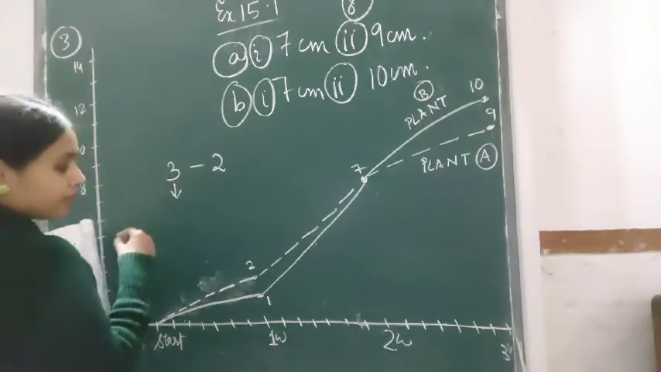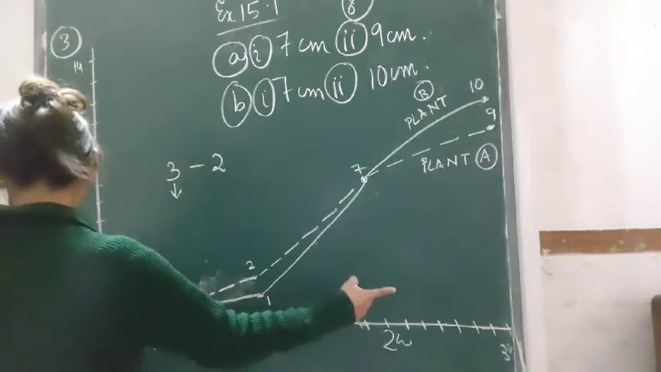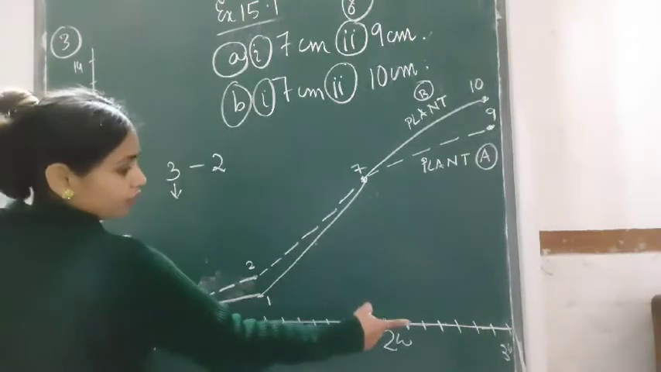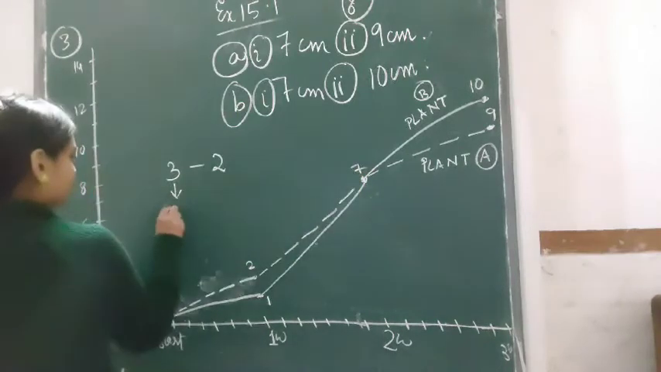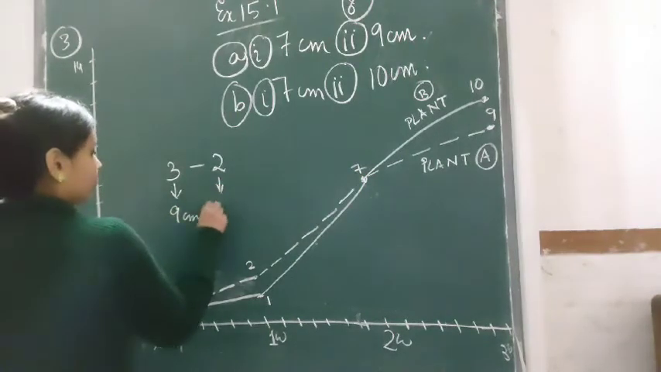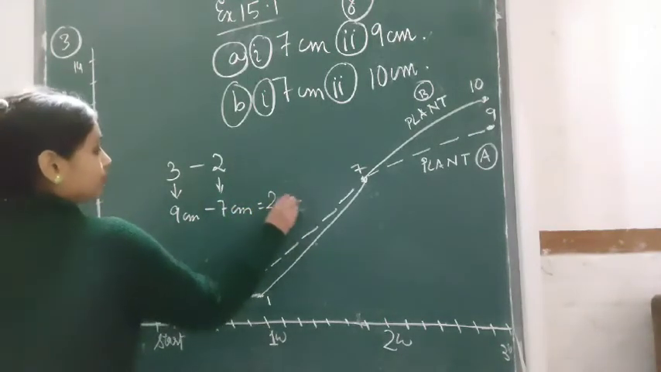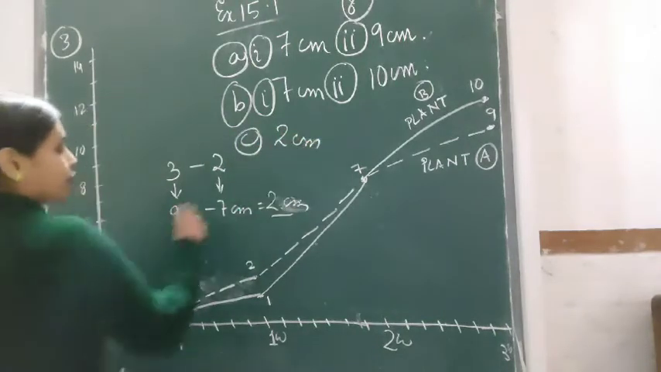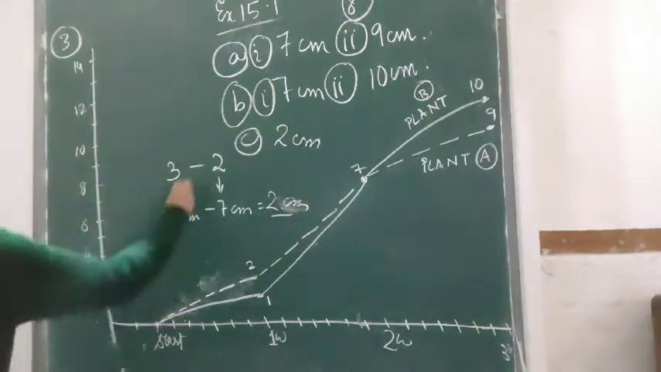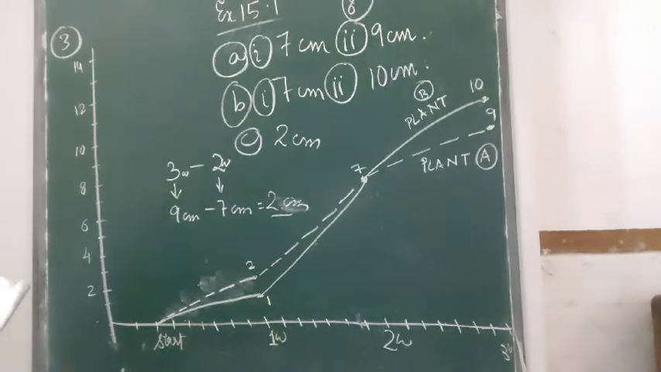So how much was the length in the third week of plant A? Plant A, third week, it was 9 centimeters. And in the second week it was 7 centimeters. So the answer is 2 centimeters. So part C is 2 centimeters. You write here WW so that you will understand it is week. This completes the C part.